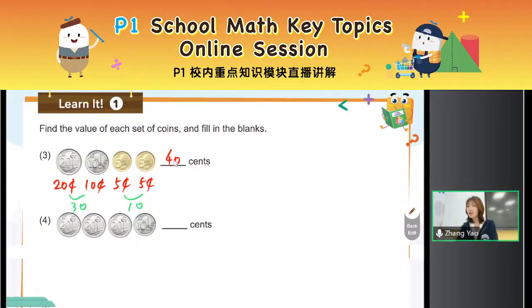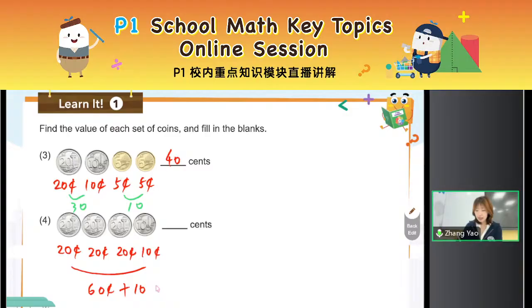Okay, for last one, I will give you some time. Can you try this on your side? And if you find the answer, please type it in the comments. Okay, let's try to do this together. We got 20 cents, 20 cents, another 20, and a 10. So if we add all of them up, we got 60 cents plus a 10 cent. So together we got 70 cents for the number 4 question. All right, so that's for number 4.